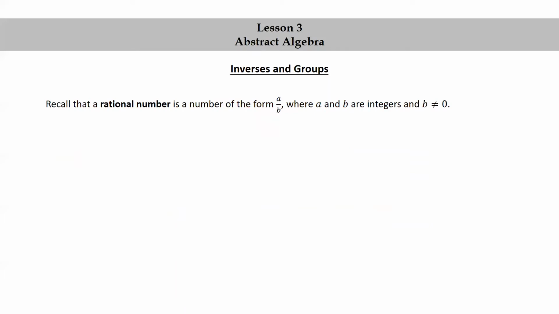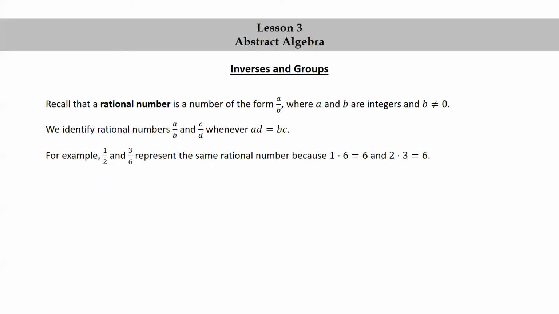Recall that a rational number is a number of the form a over b, where a and b are integers and b is non-zero. We identify rational numbers a over b and c over d whenever ad is equal to bc. For example, 1/2 and 3/6 represent the same rational number because 1 times 6 is equal to 6 and 2 times 3 is equal to 6.